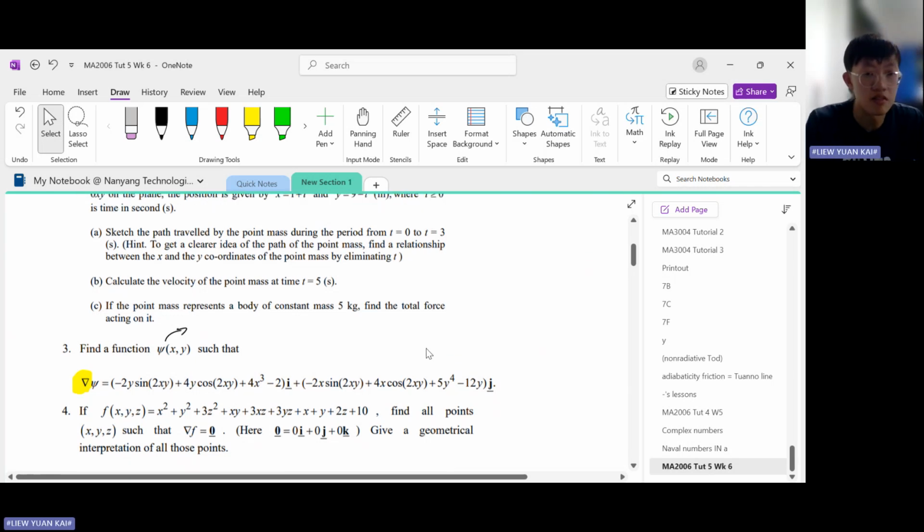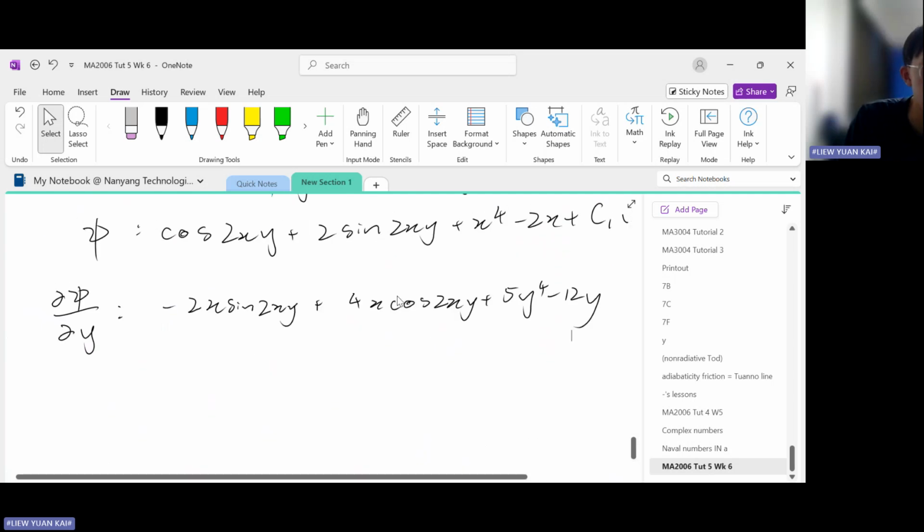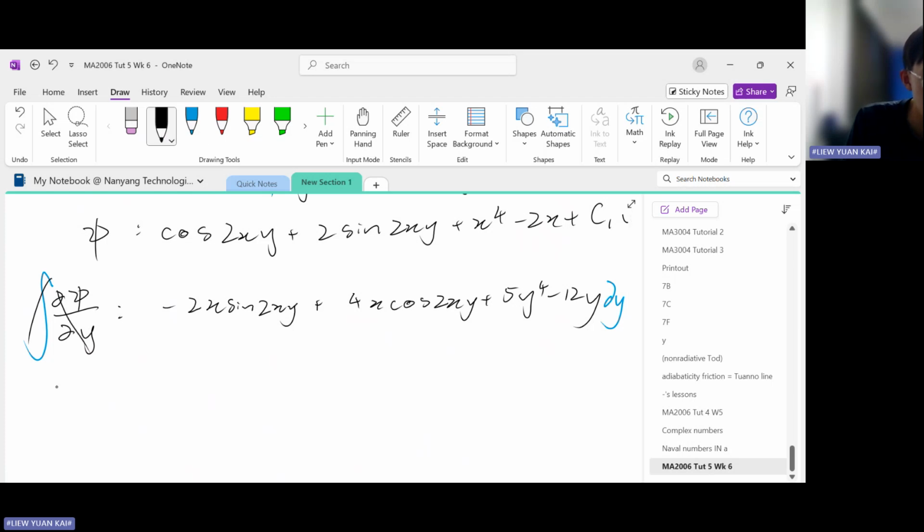Okay, so as far as I check, it looks correct. So again, we need to make psi the subject, right? To take out psi from the derivative, we need to integrate with respect to y, partially integrate. Integrating will cancel with differentiating, leaving psi.